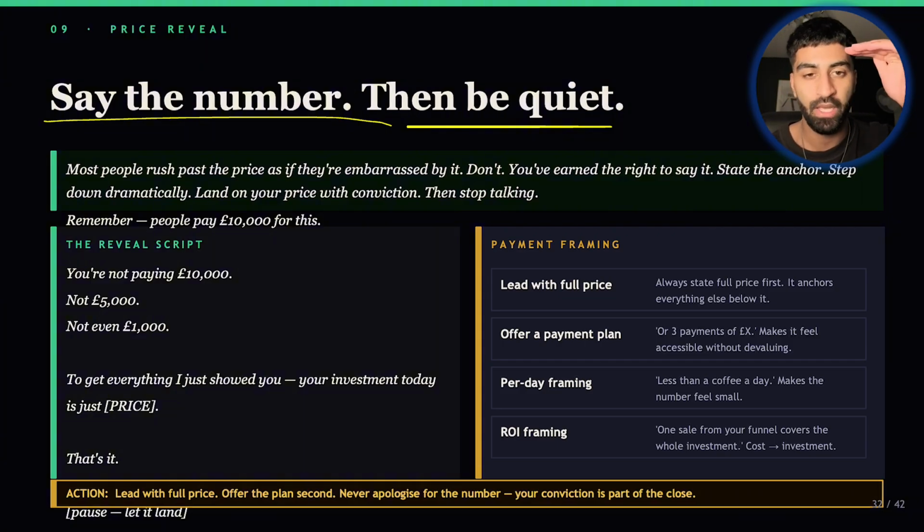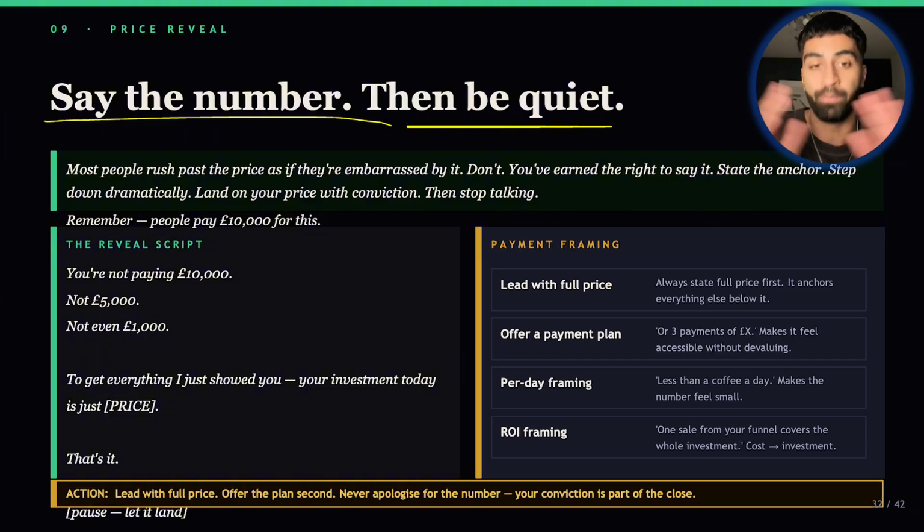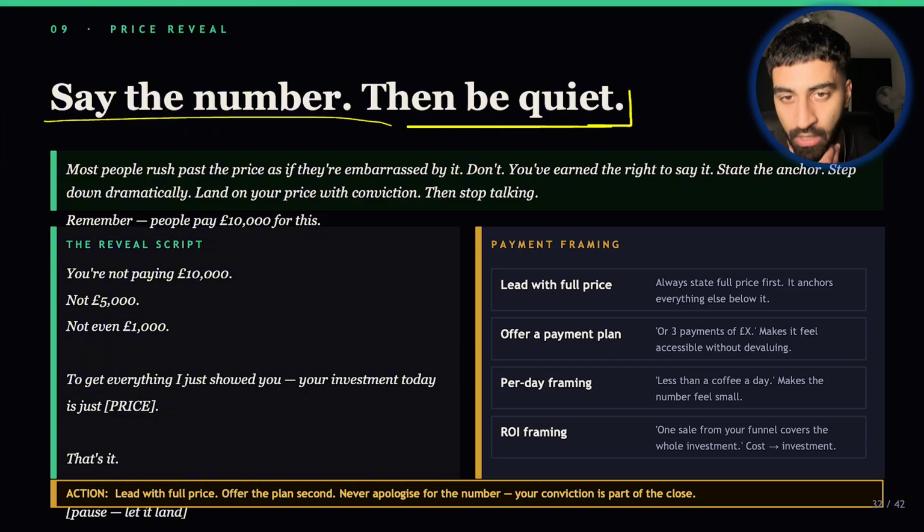If you compete on price, here's your competitor, here's you. You try to compete on price here. Your competitor sees that and thinks, oh crap, now I need to compete on price. It's a race to the bottom where you make basically no profit. You don't want to compete on price, right? So say the number and be quiet.